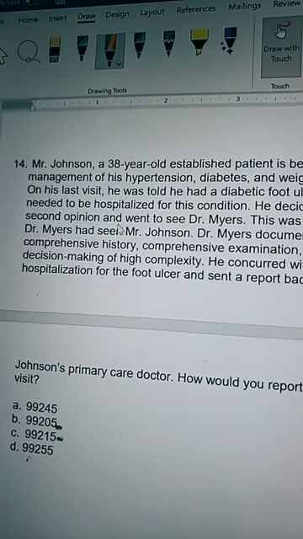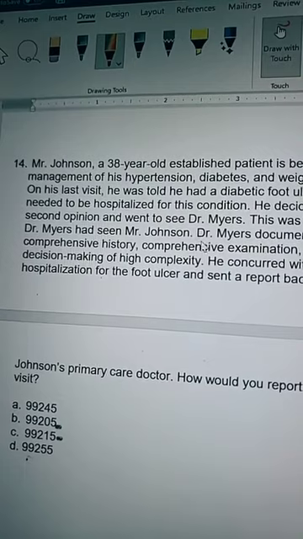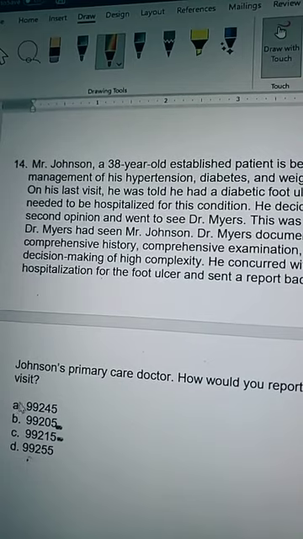He decided to get a second opinion and went to see Myers all on his own. So that would not qualify for the office consultation. They're just trying to trick you on that one.